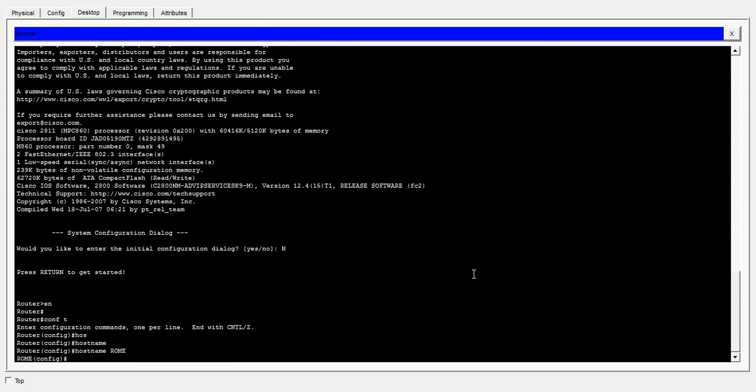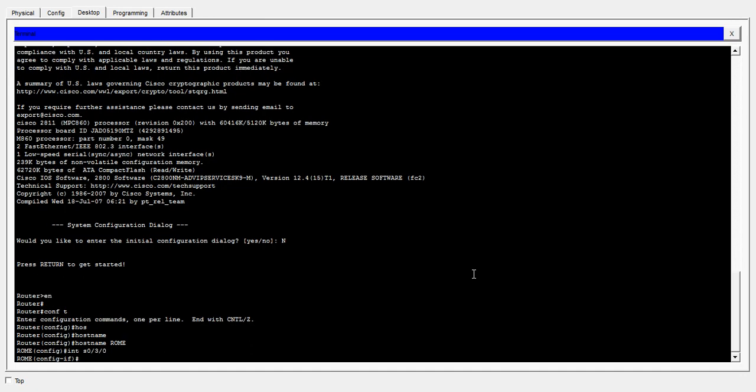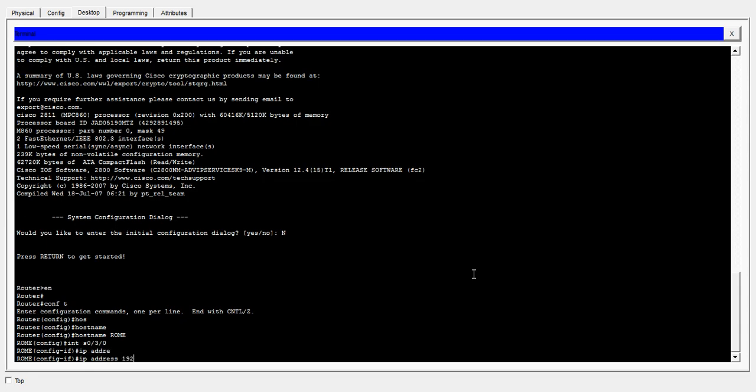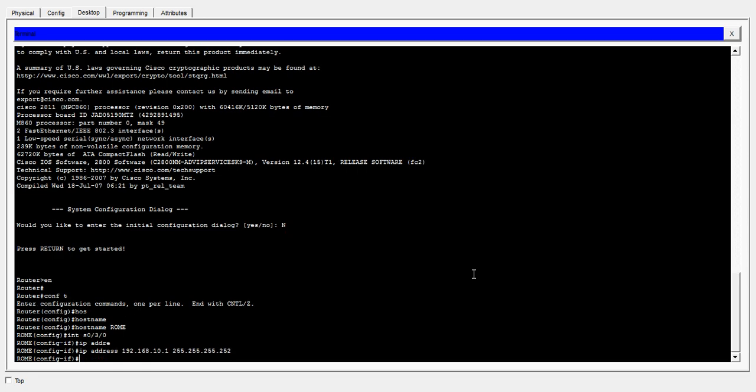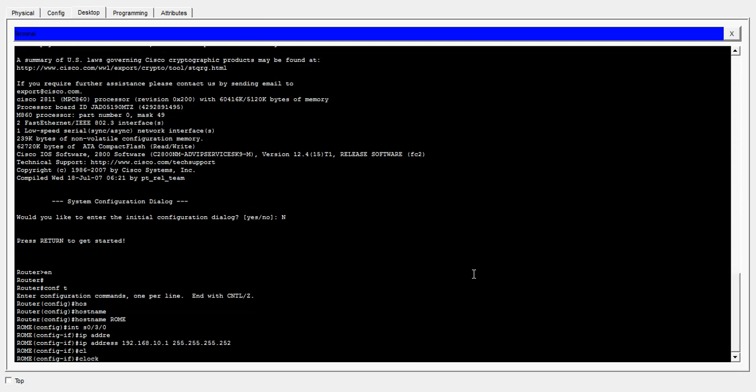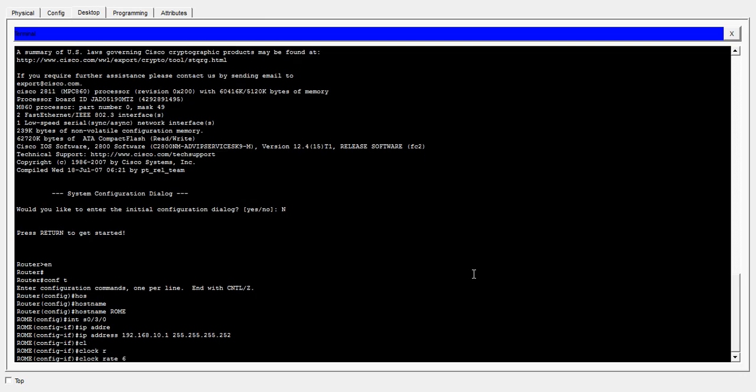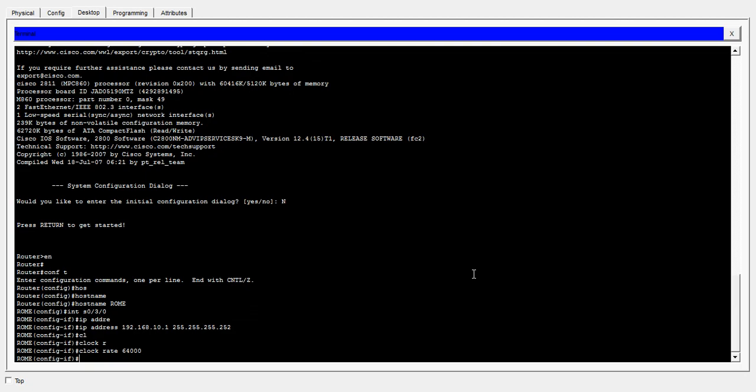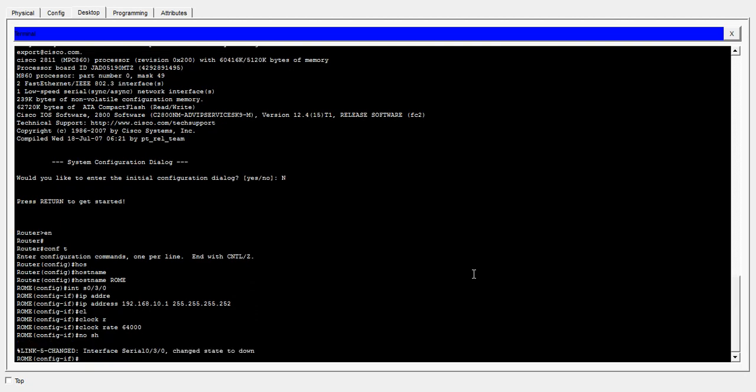Then we'll go straight to interface serial 0/3/0 and give it an IP address. So we are giving it 192.168.10.1, 255.255.255.252. Clock rate, remember we have the clock sign here, 64000. No shutdown. Exit.